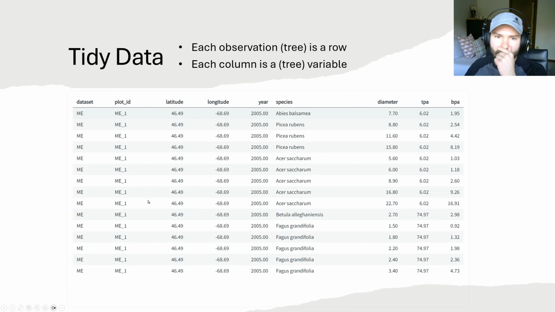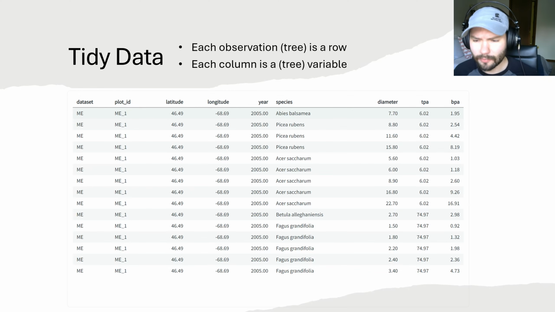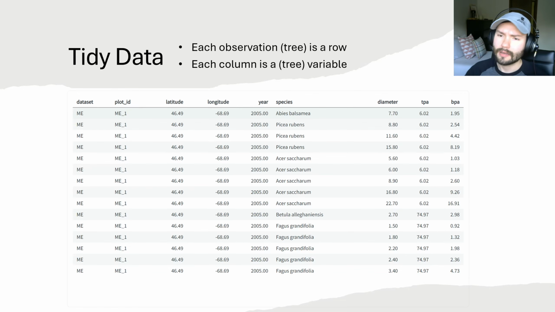And so this is what tidy data means. Again, each row is a tree, and each column corresponds to a variable about that tree. So we know that this balsam fir was measured in this year with this diameter at this location on this plot. So that's what tidy data is. If you've ever worked with Excel, it should be pretty straightforward and familiar, but if not, please make sure that your data is in a tidy format before you use it in the ForMAPL Shiny app.